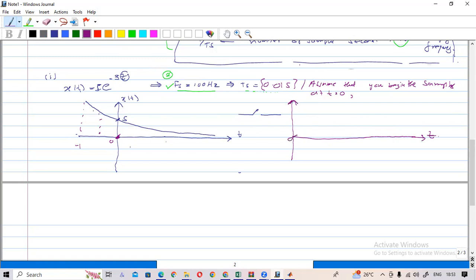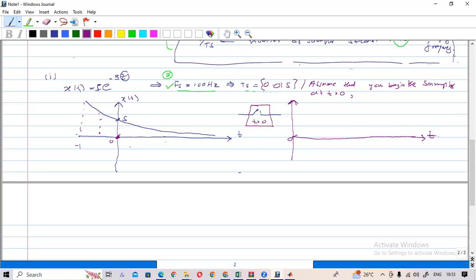Let's say that this is actually a capacitor discharging curve. So this is a voltage line. At t is equal to 0, you just turn on this switch. Okay, so this is the sampler.